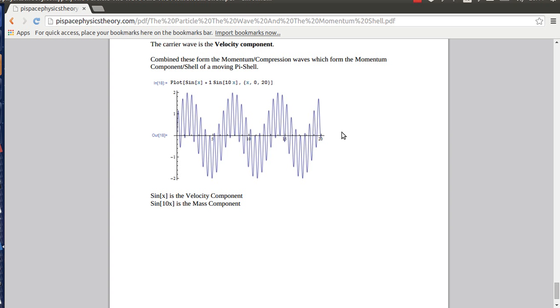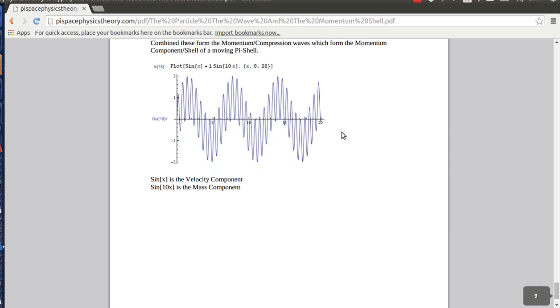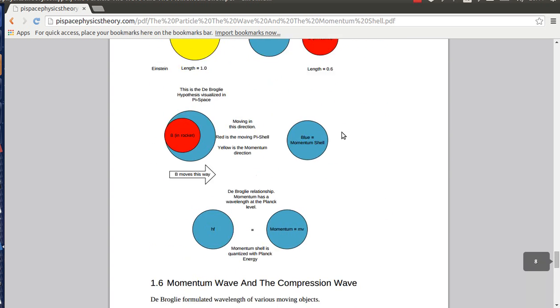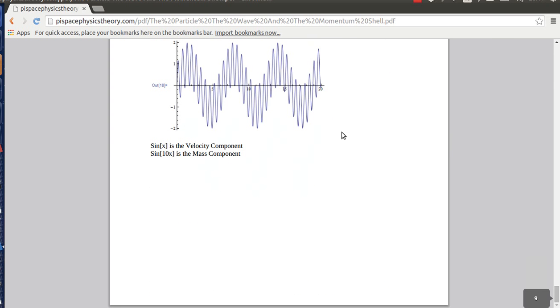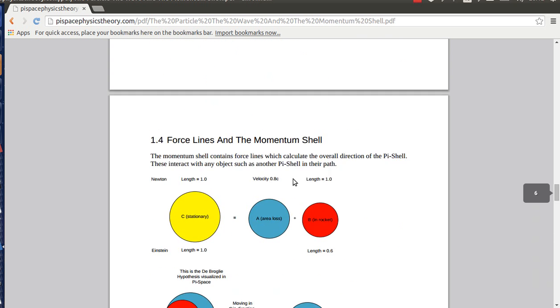If you're not sure about what that means, you just have to read up on the theory a little bit more. If I go up to the beginning of the document, it's available on the PySpace theory website, and it's called the particle, the wave, and the momentum shell. So that's how you'll get it. I'll show you that in a minute. But there's a bunch of diagrams.